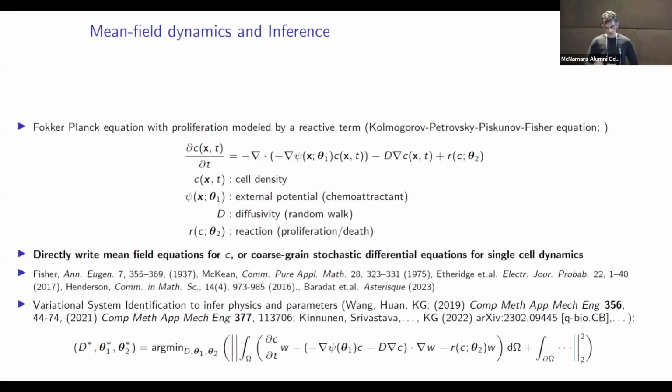Okay. I'll also mention that one can either write this mean field equation directly by observing these densities, or one can look at single cell dynamics, come up with a stochastic differential equation, and then systematically coarse grain that. So it doesn't matter how we do it. What's of interest to my group is this last bullet point, where not only do we want to model this forward problem, but we also want to use it to infer parameters and mechanisms that are actually driving this physical process.